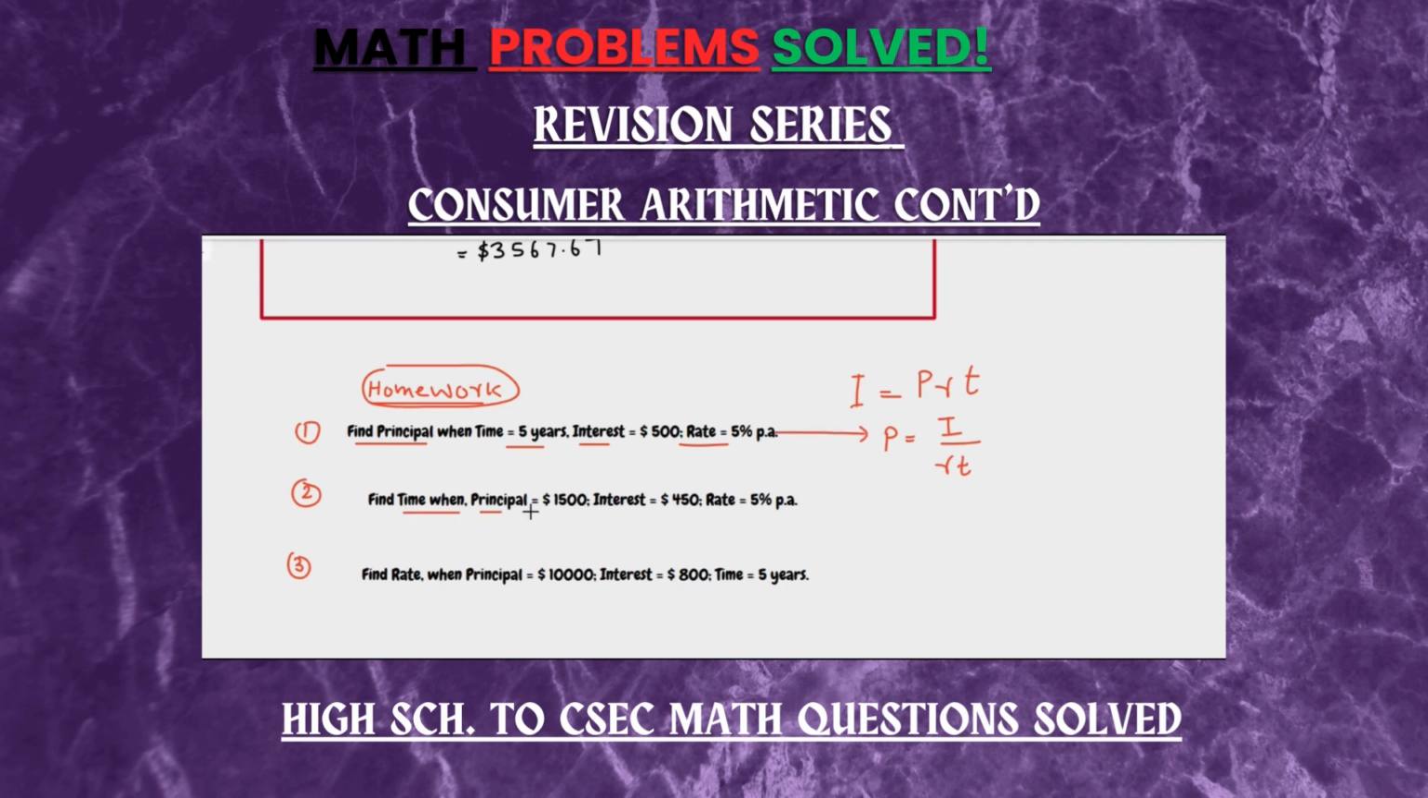Find the time when principal, interest, and rate are given. From the same identity, if you have to find T, it will be I over PR, right? You have to use this identity to find the time. Similarly, when you have to find the rate, R will be equal to I over PT, right? So you can rearrange this identity into different forms according to your need. You have to try these questions by yourself.